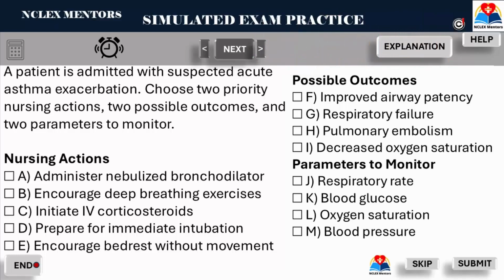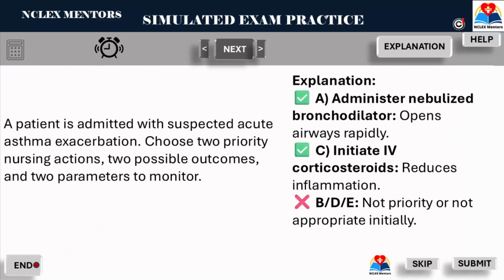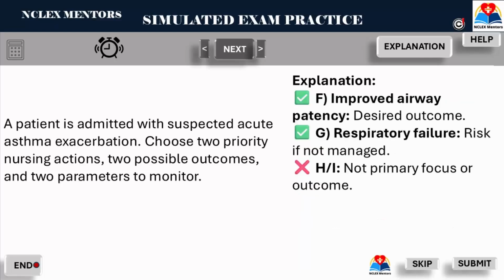Detailed explanation. Nursing actions. A. Administer nebulized bronchodilator is critical to open the airways rapidly. C. Initiate IV corticosteroids helps reduce inflammation and prevent further bronchospasm. B. Deep breathing exercises may be helpful but are not priority during acute attack. D. Prepare for intubation is for severe respiratory distress but may not be immediately needed. E. Bed rest without movement can worsen secretions and is not ideal.